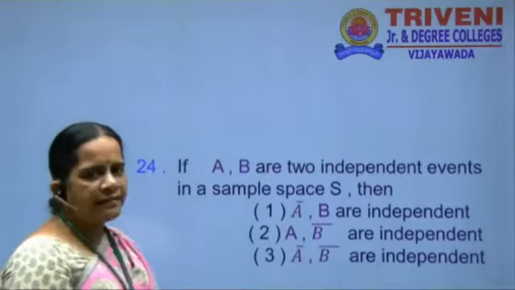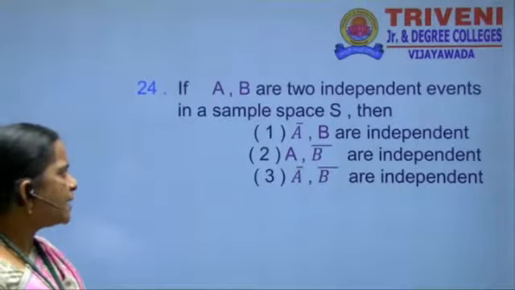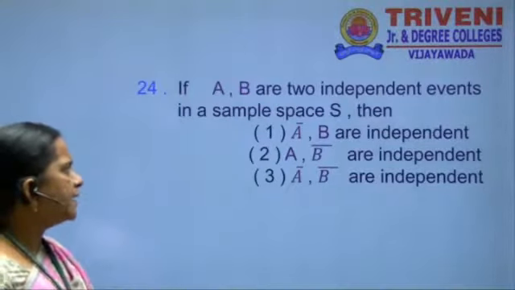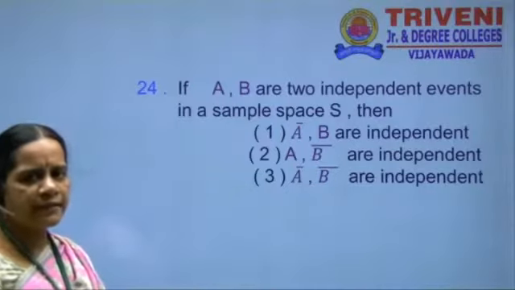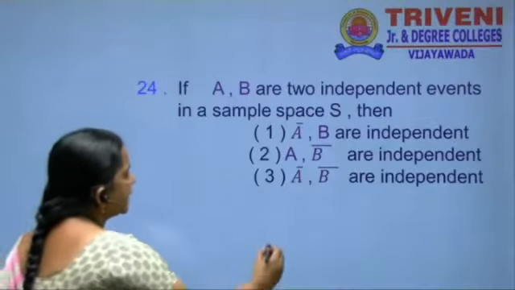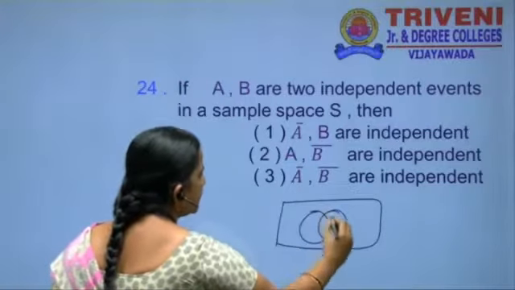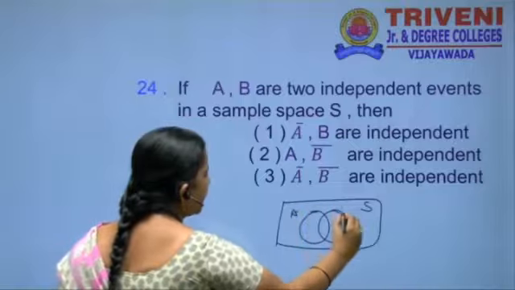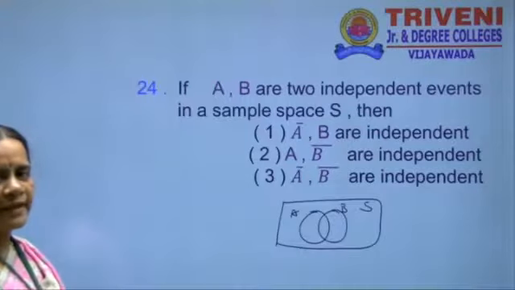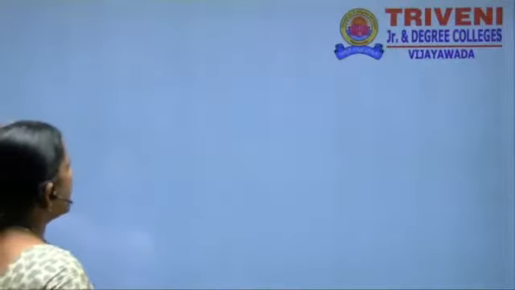Two independent events A and B are there in a sample space S. Then the first part is: A bar, B are independent, or A complement, B are independent; A, B bar are independent; and the third case is A bar, B bar are independent events. In the diagram we have to show it like this. Two events are there, here A, here B, in a sample space S. First we take the first part: A bar, B are independent.